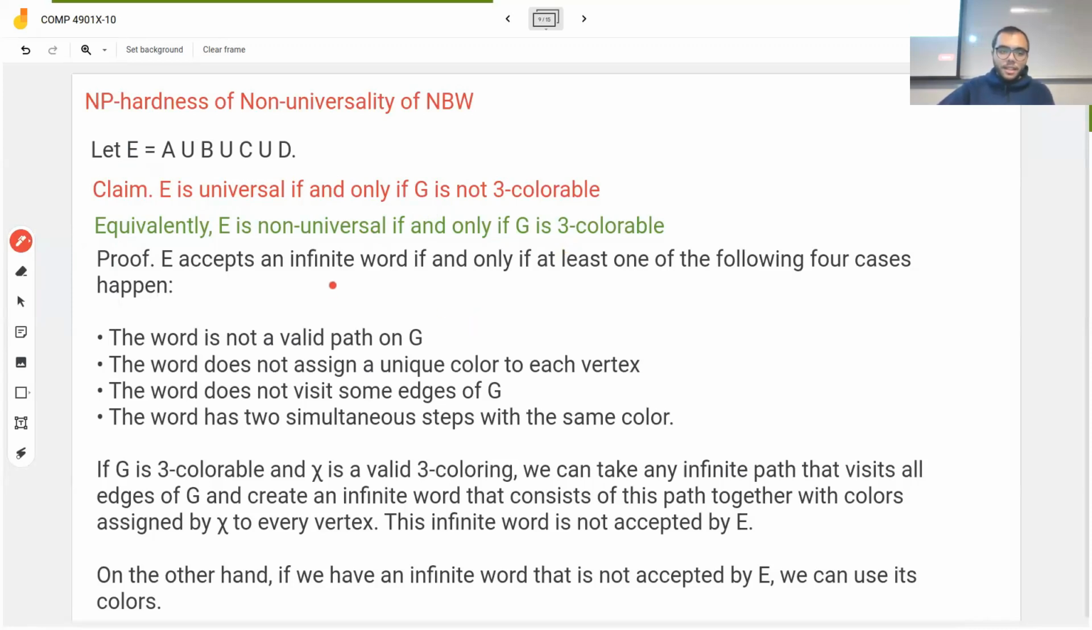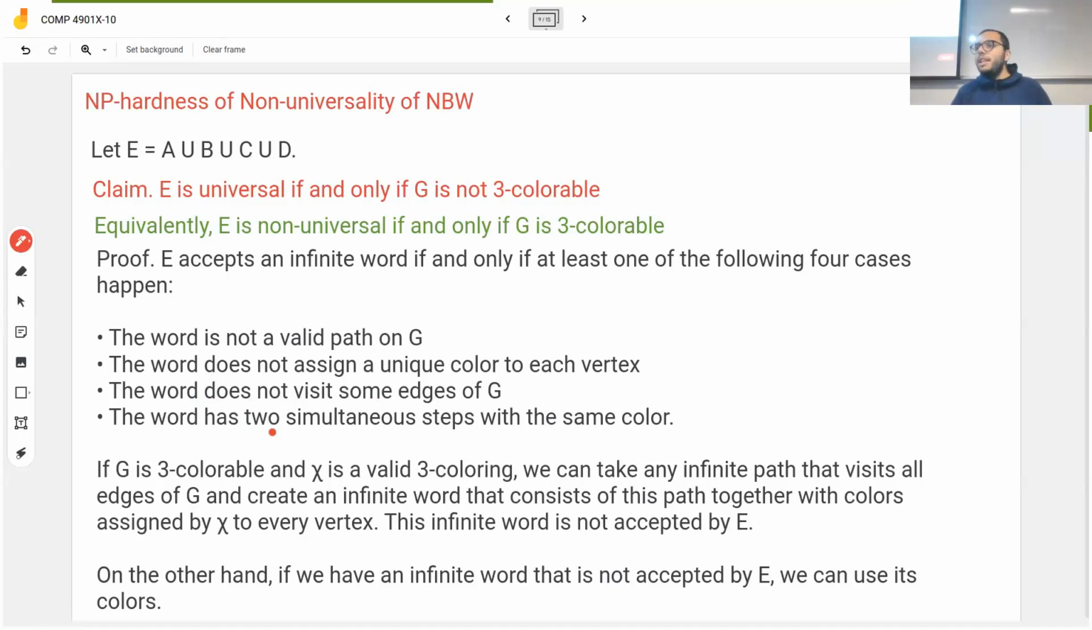Okay. So here's the thing. When does E accept an infinite word? It accepts it if either A or B or C or D accept it. Okay? But A accepted all the words that were not a valid path. B accepted all the words that do not assign a unique color to each vertex. C accepted all the words that do not visit some of the edges. D accepted all the words that had two simultaneous vertices with the same color.